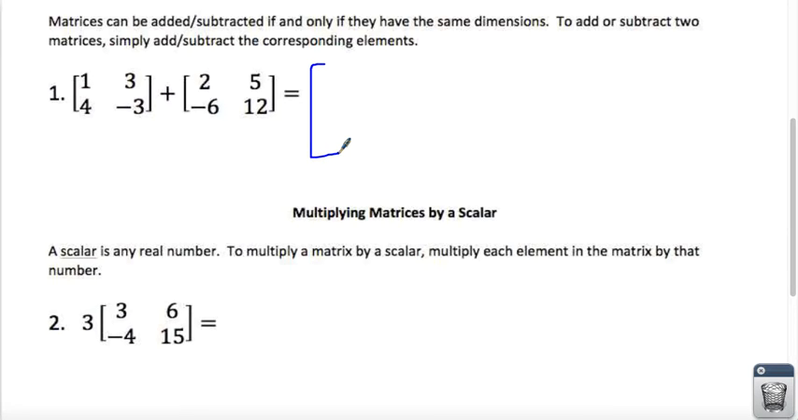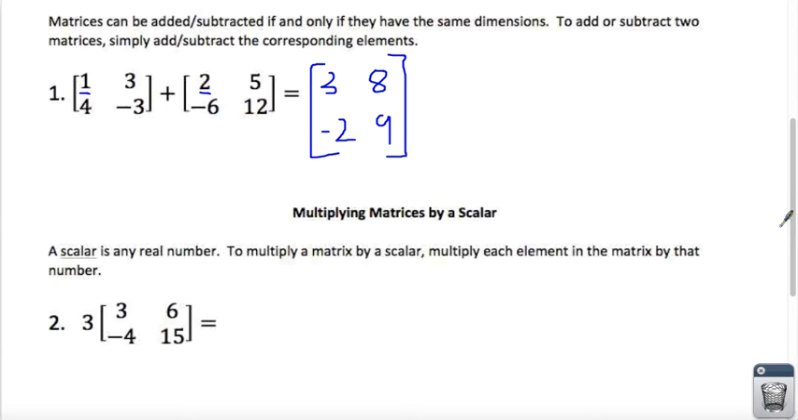To add these two matrices, the first row, first column, I just add the 1 with the 2. So 1 plus 2 is 3. And similarly, 3 plus 5 is 8. 4 plus -6 is -2. -3 plus 12 is 9. And that's all there is to it for adding matrices.